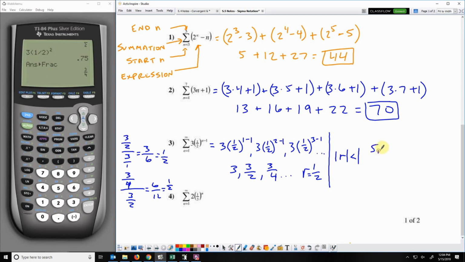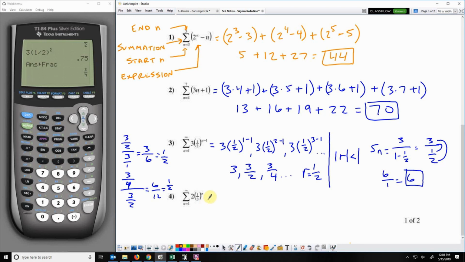So S sub n equals term 1, which is 3, over 1 minus r, which is 1 minus 1/2. So that's 3 over 1/2. Outer is 6, inner, 3 times 1 is 1. So we get a summation of that infinite series of 6.